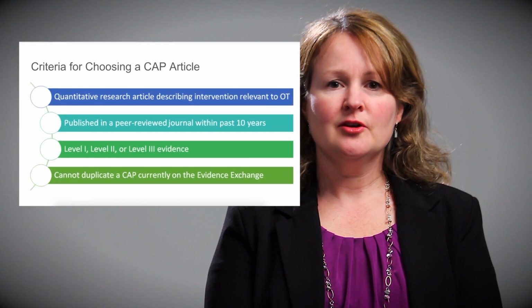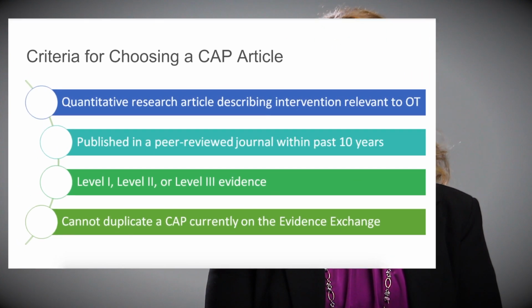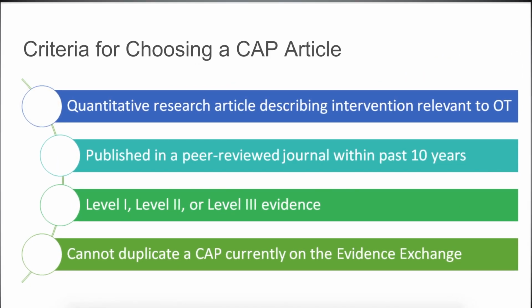And then finally, we have the criteria for choosing an article for a critically appraised paper. First, as you can see, it needs to be a quantitative research study describing an intervention that has relevance to occupational therapy. It needs to be published in a peer-reviewed journal within the last 10 years. It needs to be level 1, level 2, or level 3 research according to the hierarchy used by AOTA. And finally, it cannot duplicate any CAP that is currently on the Evidence Exchange.